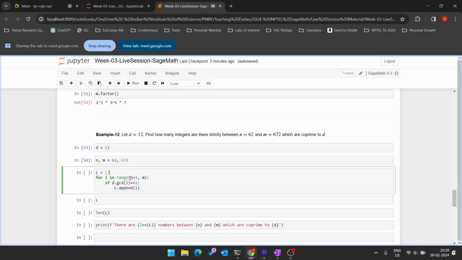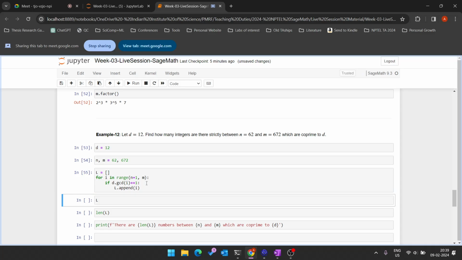We write a for loop going from n plus 1 to m minus 1. And what we do is we check the GCD of d comma I. So if this GCD turns out to be 1, if the greatest common divisor between a number I and another number d is 1, then those two numbers are co-prime. This gives me a list L.